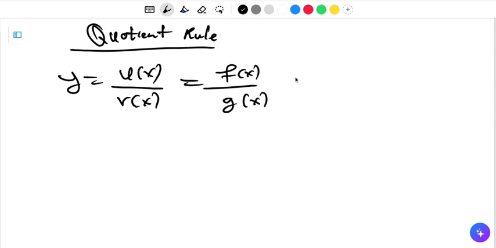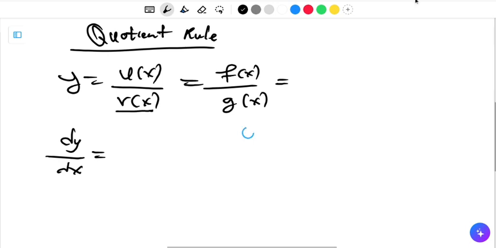So what we are going to do here is this. The formula for finding the dy dx using the quotient rule, let me start with this one and then end with this one. This one is the denominator and this one is the numerator. That is why I'm emphasizing that you need to know the denominator and the numerator.